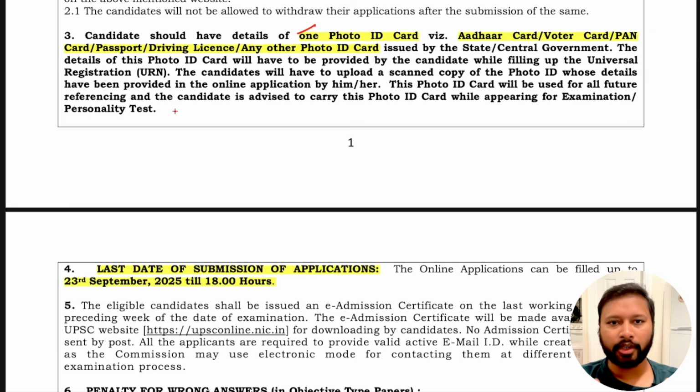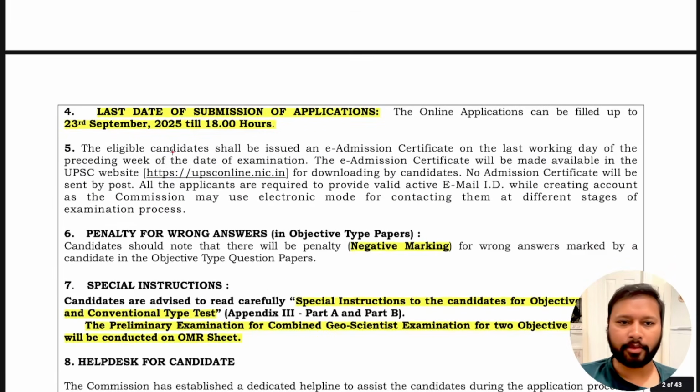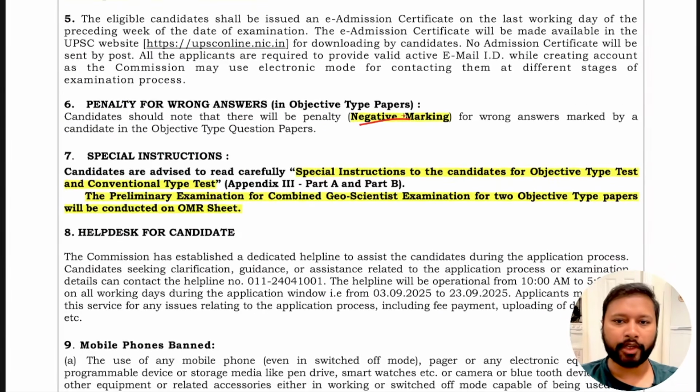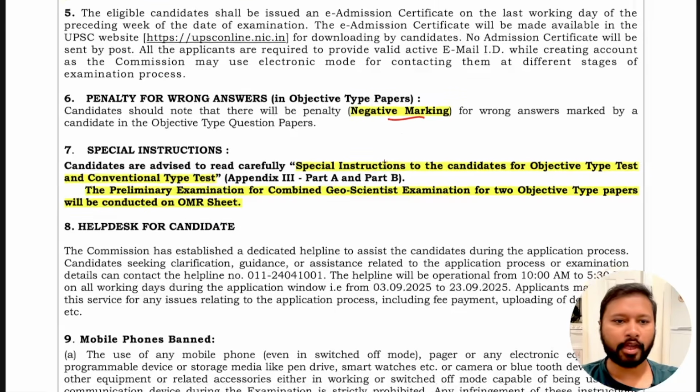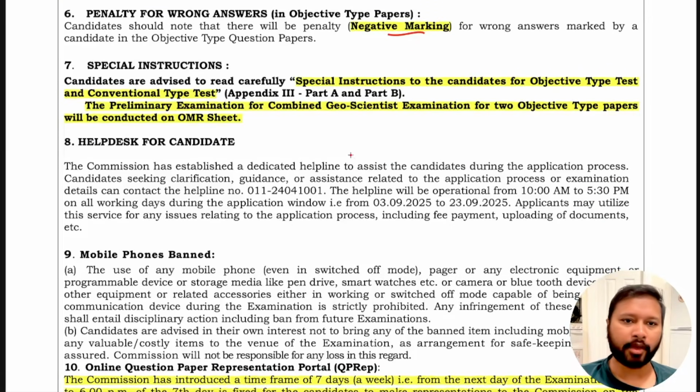That means the ID you are filling in needs to be with you for the mains exam also, and if you go for the interview, you should have the same ID card. Make sure the ID you are providing is valid and you have it with you. The last date, as I mentioned, is 23rd. There will be negative marking for questions, and that is normal, that has been happening. There are some special instructions for candidates for the objective type test and the conventional type test, which we will discuss a little later.